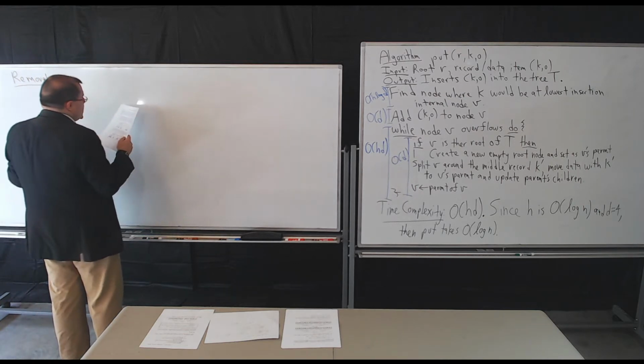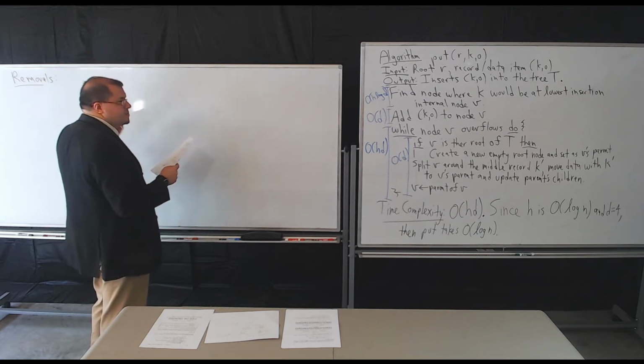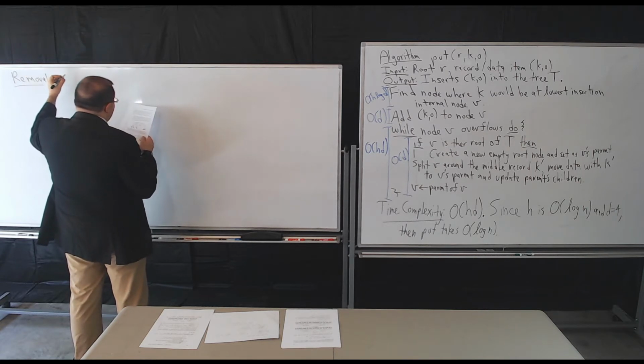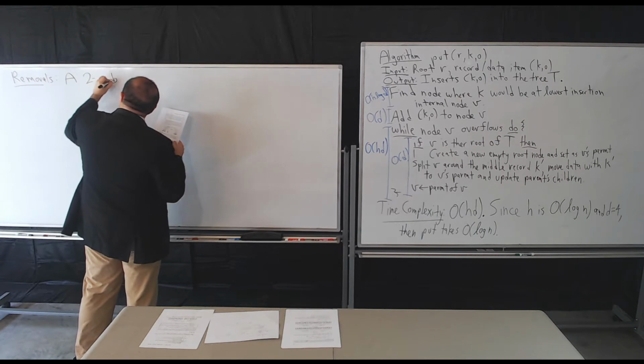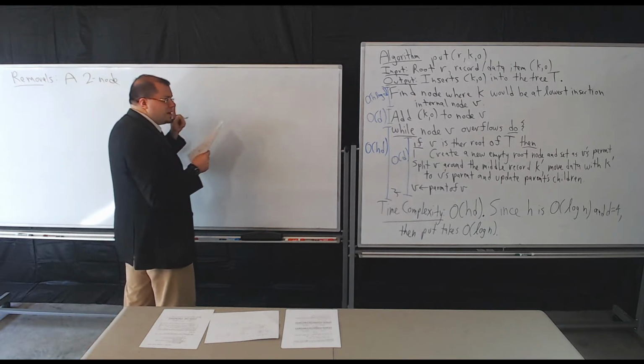Okay, so now let's go back to just talking about 2-4 trees. That discussion was mostly for multi-way search trees in general, but I wanted to talk a little bit more about that. So a 2 node, remember that's one with how many children? 2 children. How many keys does that one have? It has 1 key in it.